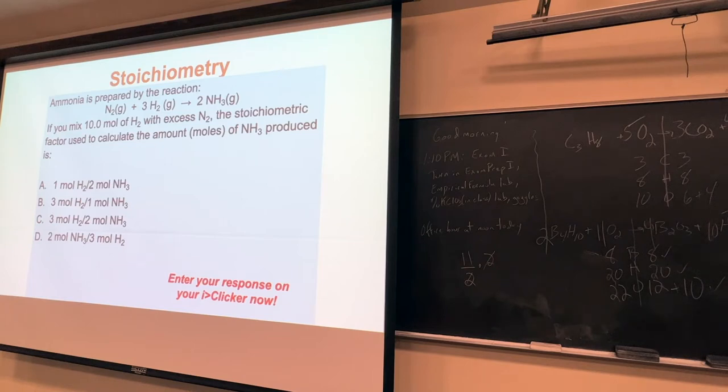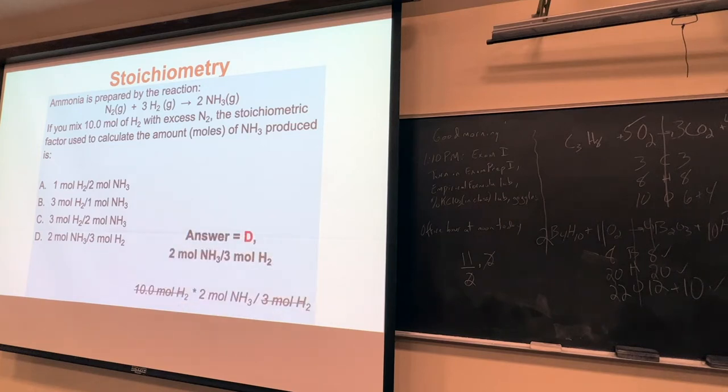And we want to figure out how much NH3 is going to be made. And NH3 has a 2 in front of it. So if you think about this long enough, you want this conversion to go from hydrogen to ammonia. And this is an example of what you would do, all right? This is the starting amount of hydrogen you have. And for every 3 moles of hydrogen, you're gonna make 2 moles of ammonia.